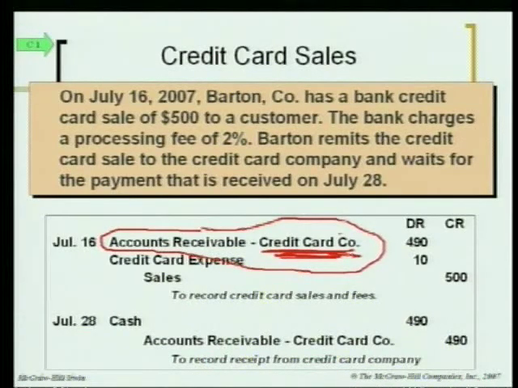The customer is good with us when they leave the door. We don't have to worry about them. But instead of debiting cash, we debit AR from the credit card company. A few days later, they pay us, and so we reduce the receivable from the credit card company. Not from the customer, but from the credit card company. You with me? All right. Any questions?